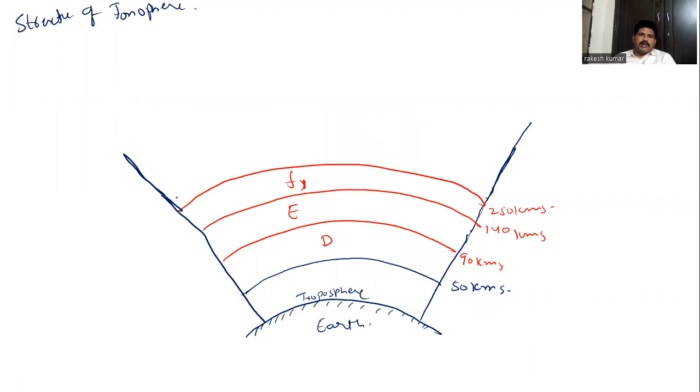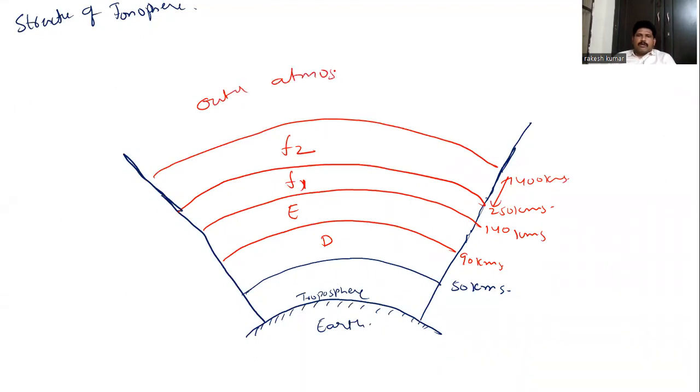The next layer of the ionosphere is the F2 layer. The F2 layer extends from 250 kilometers to 400 kilometers. This is the outer atmosphere region. So this is the brief structure of the ionosphere.